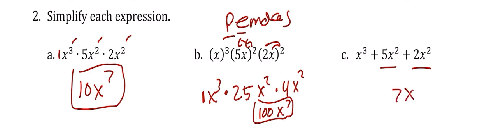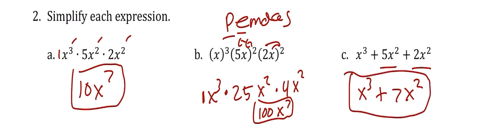That's going to give us 7x squared. We're adding that 5 and that 2. The x to the 3rd, we have to just bring down and leave it by itself. We can't combine it with the 7x squared because those exponents aren't the same. And so this is our final answer, x cubed plus 7x squared.